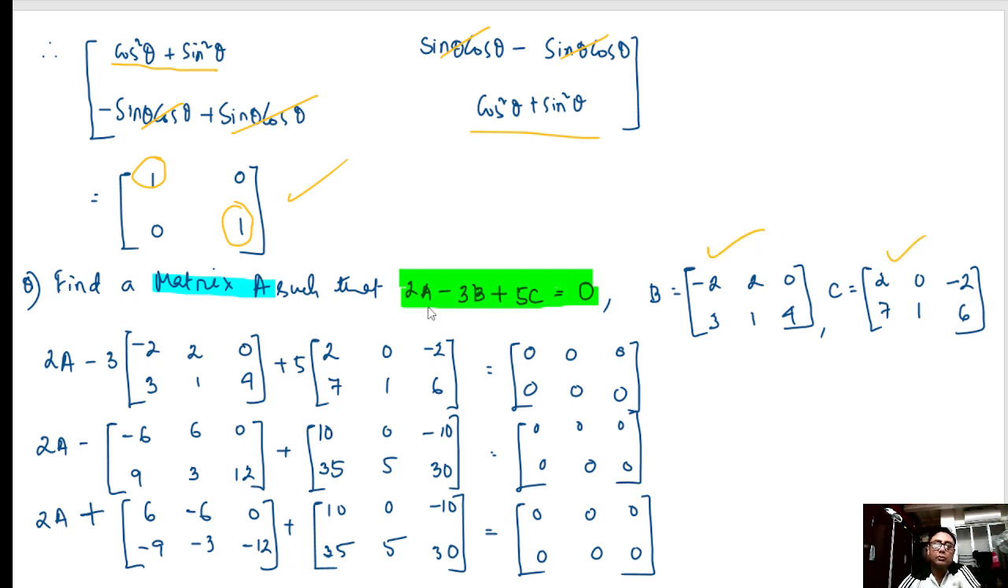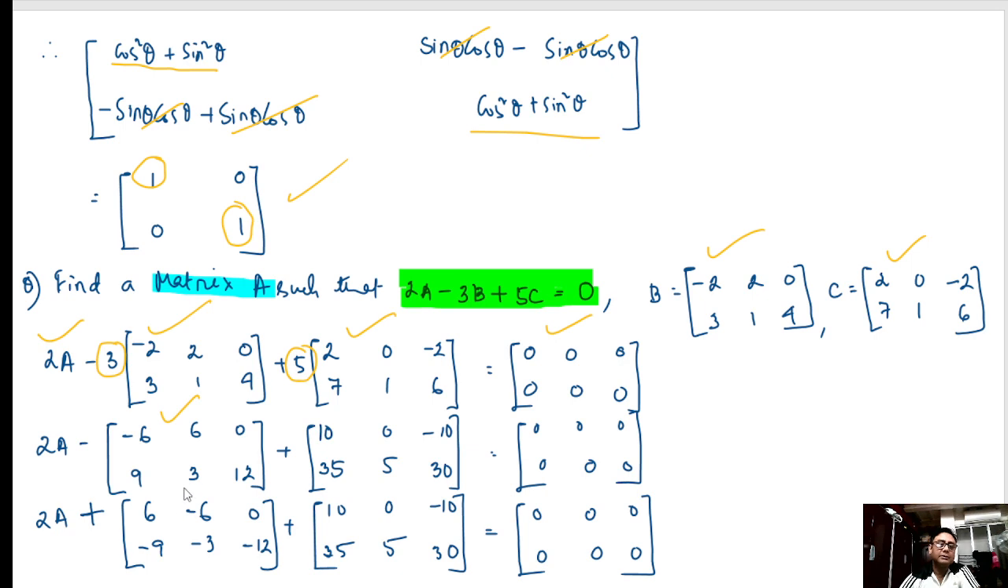So what we have to do, see, we have to put it in this equation. So 2A minus 3B plus 5C equal to null matrix. 3B means all the elements of B will be multiplied with 3. All elements get multiplied with 3. All elements of C get multiplied with 5. And now we will add these two. So see how to write it.